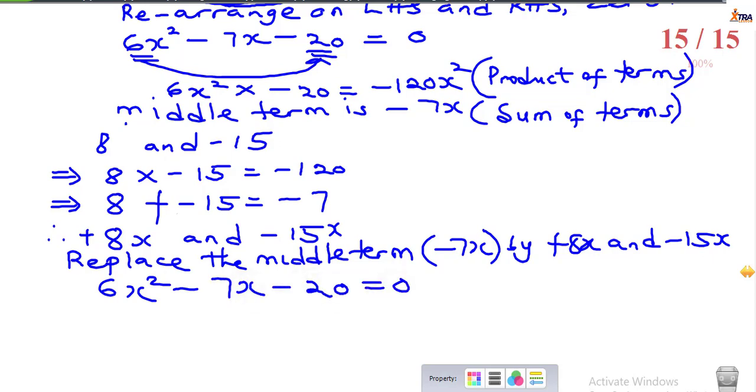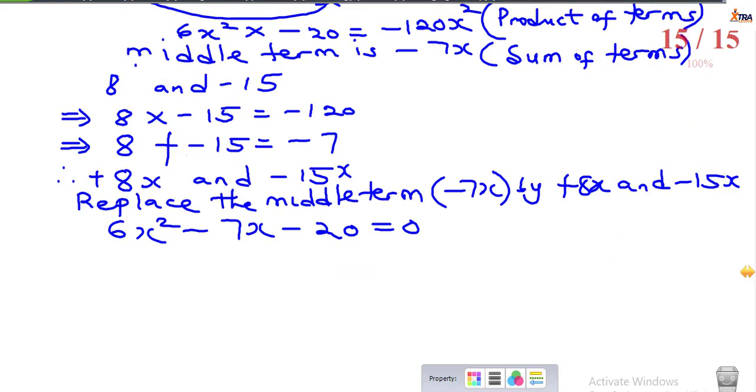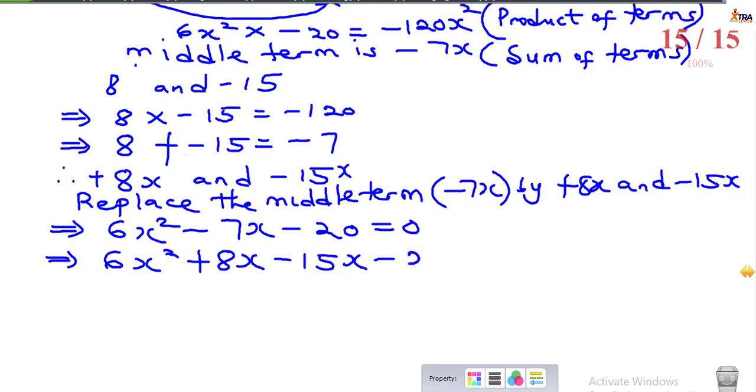So now I would like to replace the middle term. So replacing the middle term, I have 6x squared. Instead of writing minus 7x, I will now write plus 8x minus 15x minus 20 equals 0.